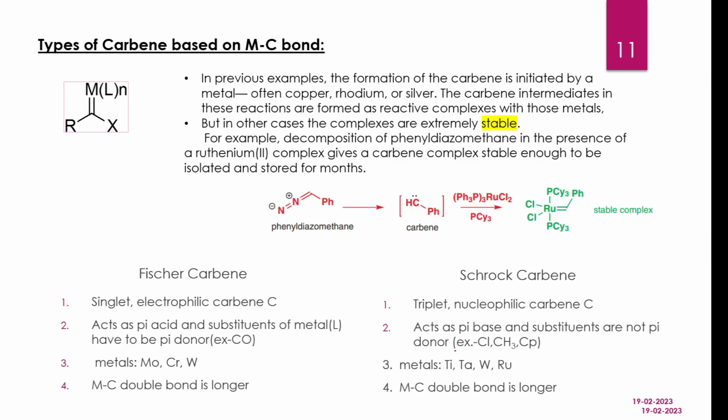So next is types of carbene. We have already learned the types of carbene based on their structure. One is singlet, another is triplet. Now we will explain the types of carbene based on the nature of the metal-carbon bond. In previous examples, the formation of the carbene is initiated by a metal like copper, rhodium, silver. In all the examples I have shown you, we used one metal, so the carbene intermediate is also a metallocarbene.